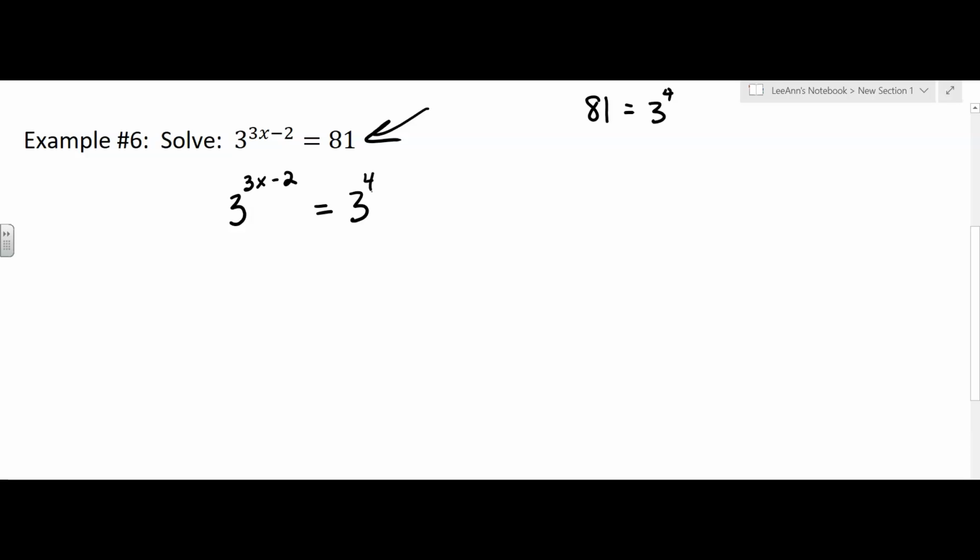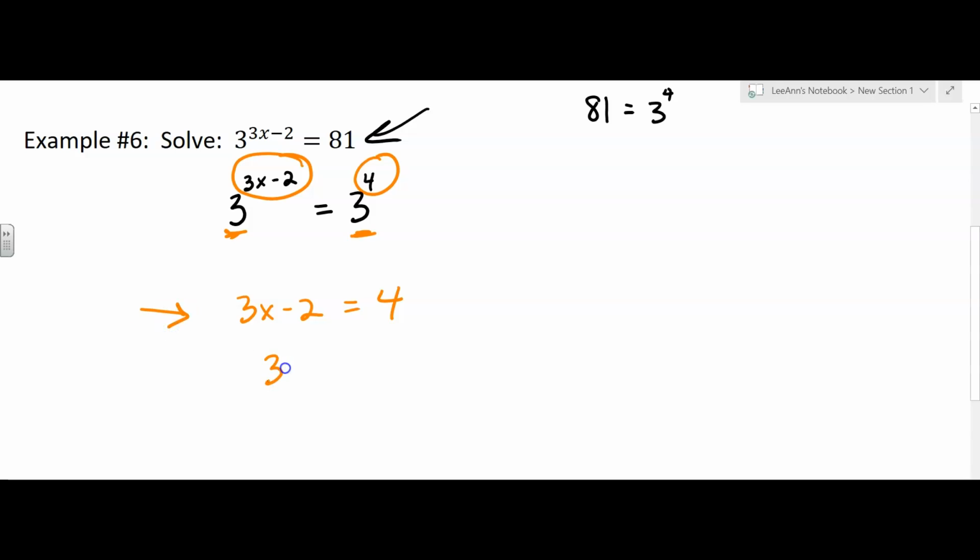Now I can use that property we were just talking about because the bases are the same. So I have a 3 here and I have a 3 here. So pop out the exponents and write 3x minus 2 equals 4. So you're saying this exponent and this exponent have to be equal to each other because they both have the same base and there's nothing else going on in the equation. Okay, that's a linear equation now. This right here, that's linear and we can solve that.